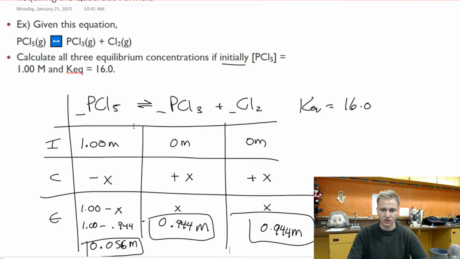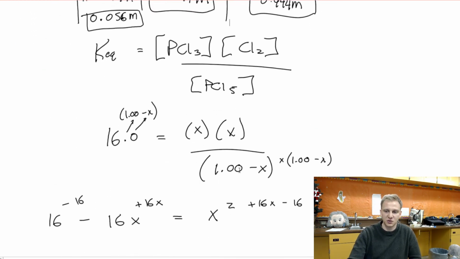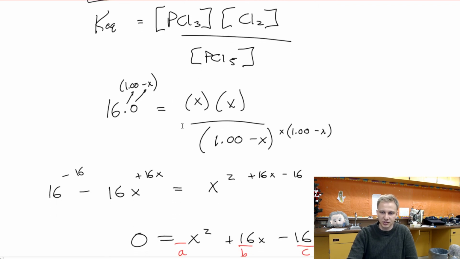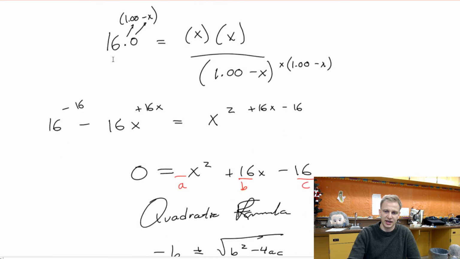Again, we started with only one piece of information. And when we arrived at our Keq expression, we said we don't have a perfect square. This term here was not squared. Even though 16 is a perfect square and this x squared is a perfect square, this one isn't. And so we can't solve using the perfect square method. So we did some algebra. We FOILed out this 1.00 minus x by moving it over to the left.